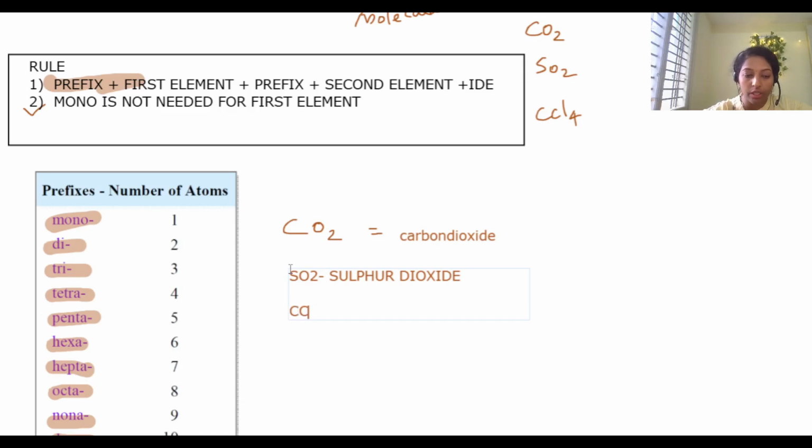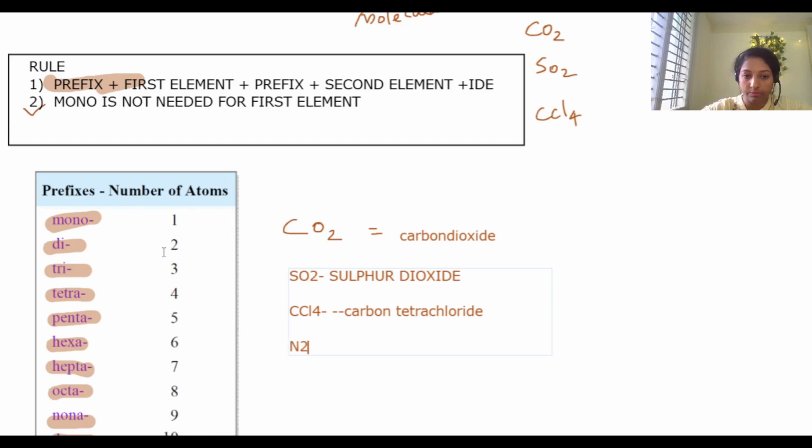What about CCl4? Carbon is again one in number, so no need to write mono. Carbon. Four chlorines are there, and four means tetra is the prefix. So you need to write carbon tetrachloride. That's all.